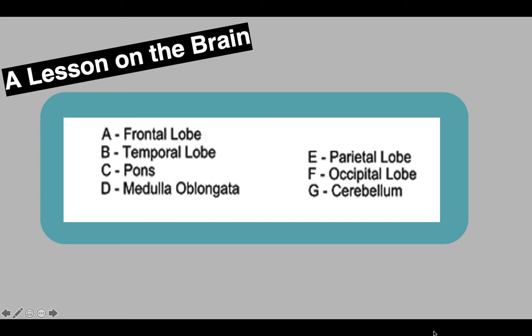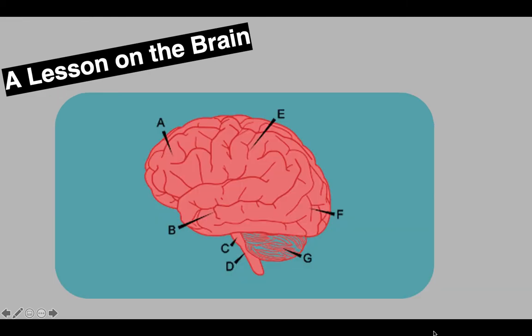So, now that we've discussed the contiguity principle that focuses on visual information, let's learn a little bit more about the brain. First of all, you need to be able to identify the parts of the brain, as you will see on the upcoming slide. Letter A is the frontal lobe, B is the temporal lobe, C is the pons, D is the medulla oblongata, E is the parietal lobe, F is the occipital lobe, and G is the cerebellum. And here's an image of the location of each of those terms.